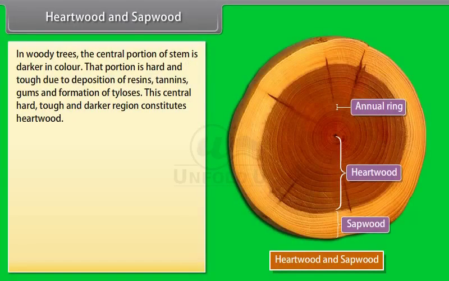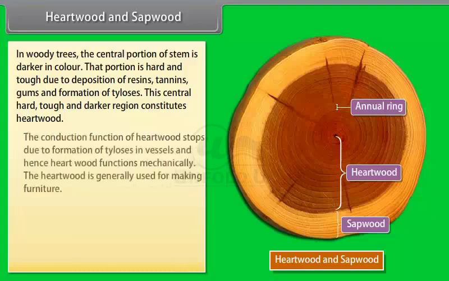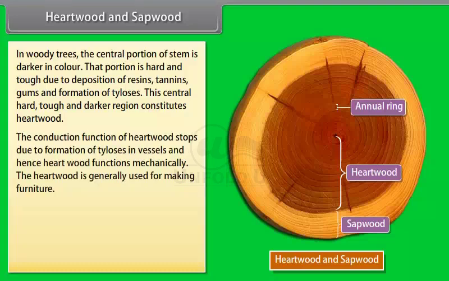Heartwood and sapwood. In woody trees, the central portion of stem is darker in color. That portion is hard and tough due to deposition of resins, tannins, gums and formation of tyloses. This central hard, tough and darker region constitutes heartwood. The conduction function of heartwood stops due to formation of tyloses in vessels and hence heartwood functions mechanically. The heartwood is generally used for making furniture.